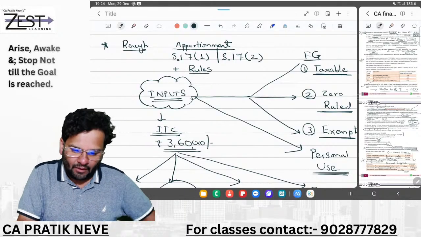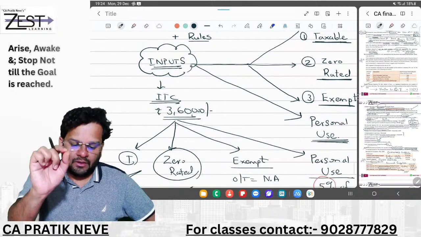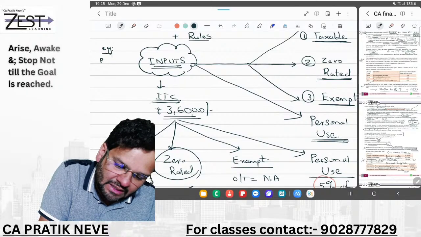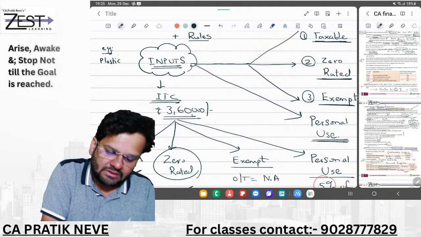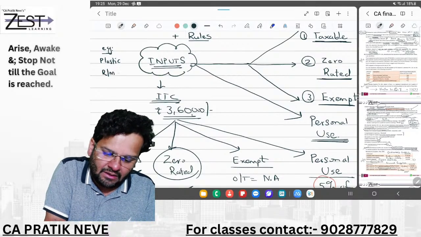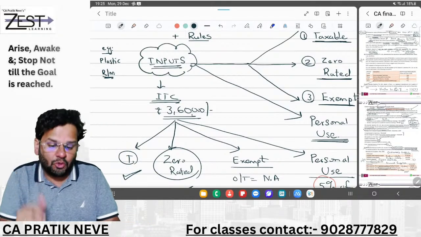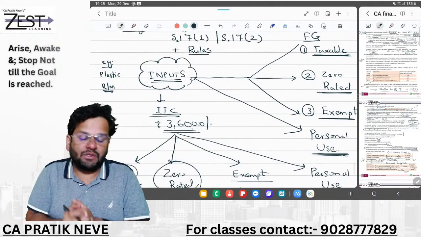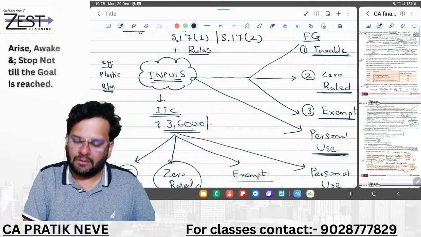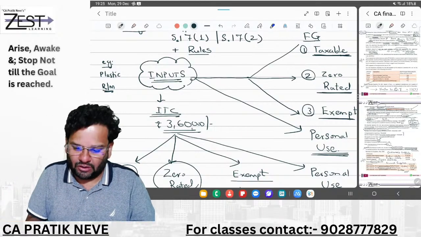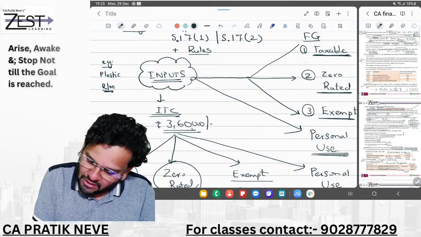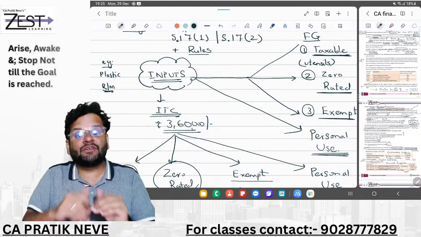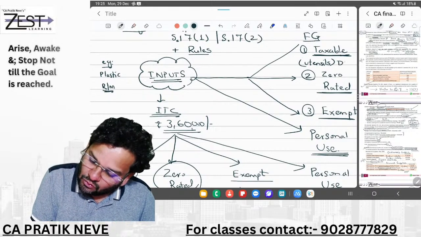Okay, see what the rule says. You're using some inputs, say for example your inputs are plastic. Some plastic raw material is your input. That input you are using for making a supply of finished goods which is taxable. Okay, now for example, you are manufacturing utensils and selling it within India.